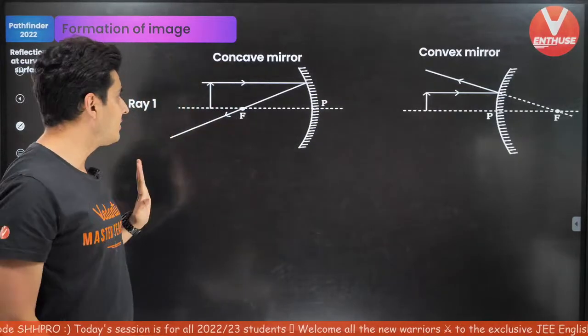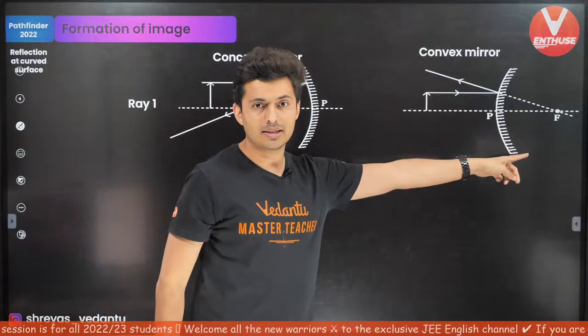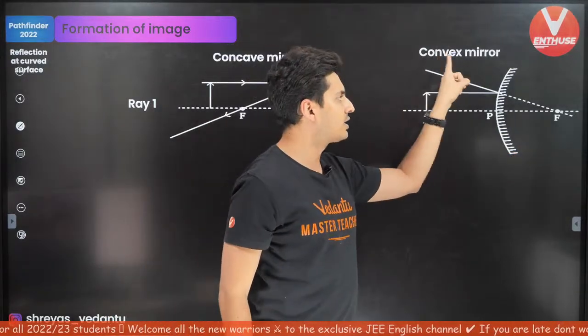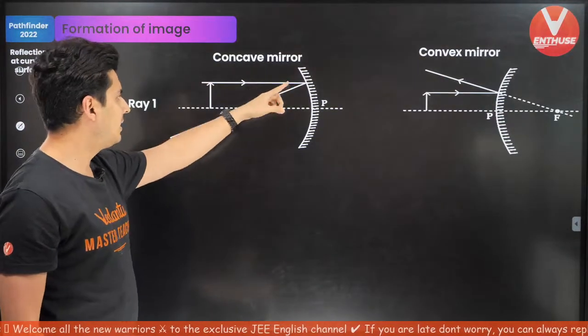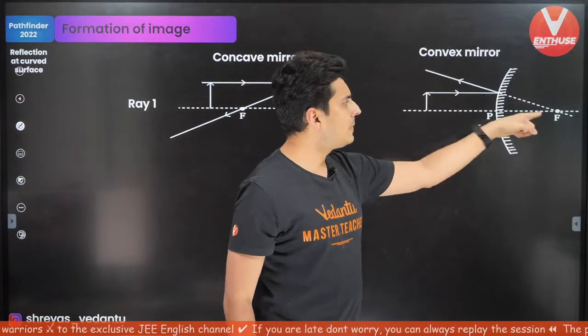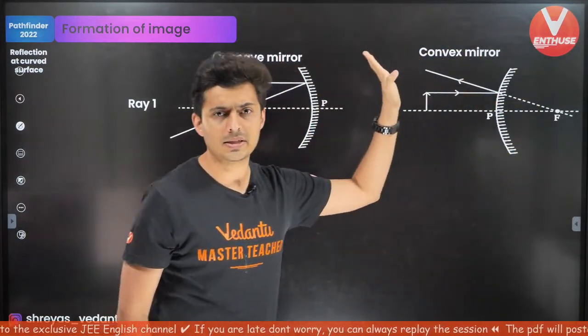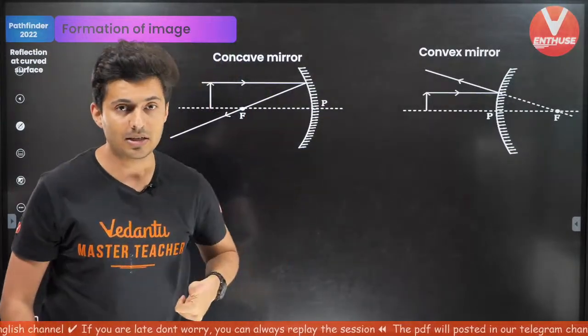The first rule is, if the ray is parallel, then it will pass through the focus, or it will diverge from the focus for a convex mirror. That's very obvious. If the rays are parallel, then it will pass through the focus, or if it is a convex mirror, it will also pass through the focus when extended backwards. This will give you one of the rays to locate the image.